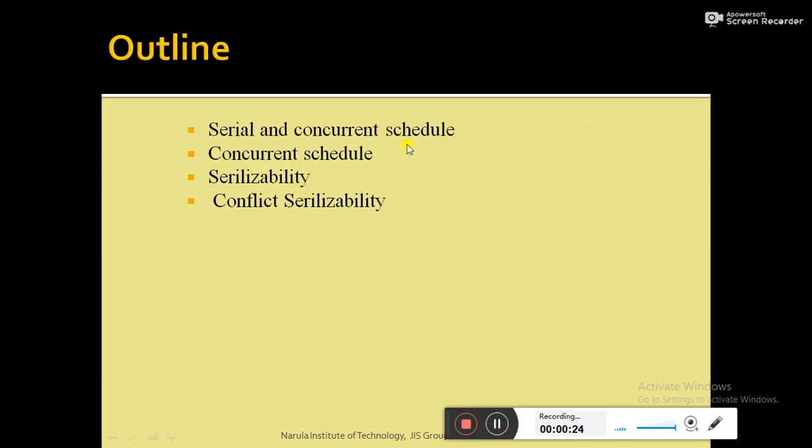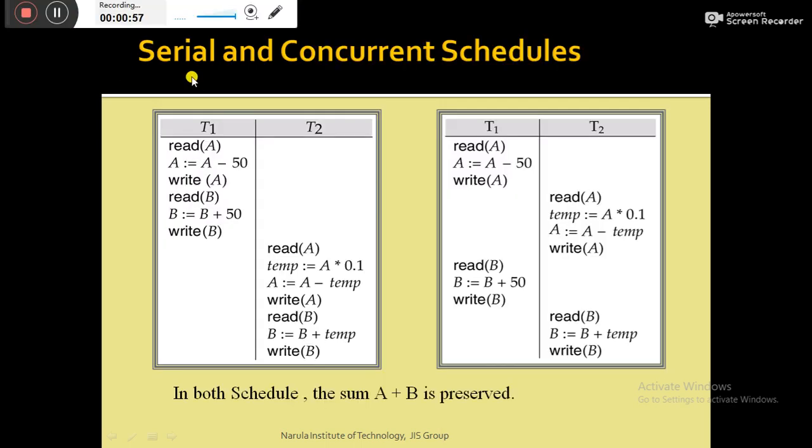These are the topics which I am going to cover during this lecture. I have already discussed the serial schedule and the concurrent schedule in the previous lecture, but for recap purposes, I will discuss the concept of serial and concurrent schedule again, and then I will compare them. Then I will discuss what issues arise in a concurrent schedule. Then I will discuss the concept of serializability, as well as conflict serializability. So what is a serial schedule?